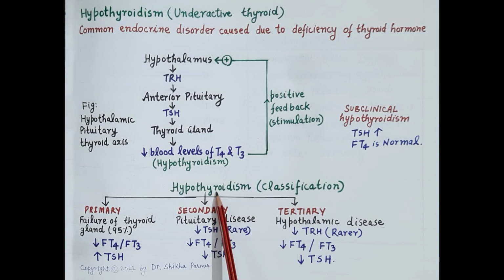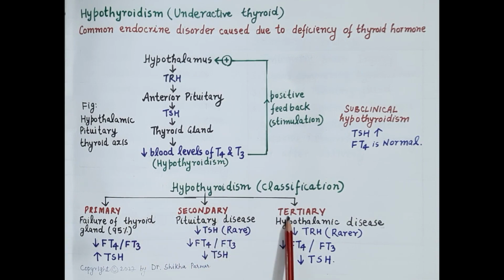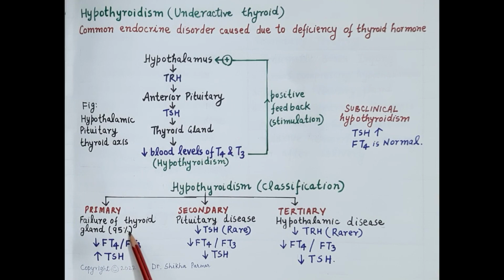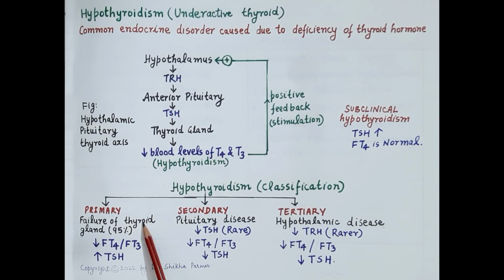Now let's classify hypothyroidism. Hypothyroidism is classified as primary, secondary and tertiary. Very important, around 95% patients suffer from primary hypothyroidism where thyroid gland itself is diseased, and this thyroid gland is unable to produce required amount of thyroid hormone. So there is deficiency of T3 and T4.